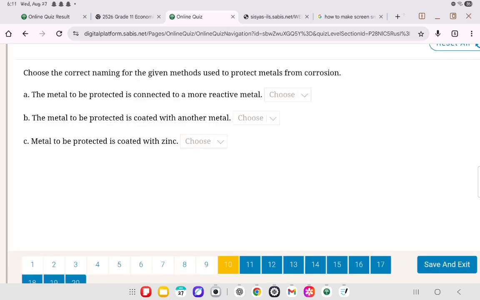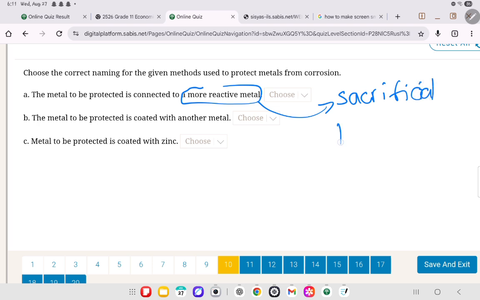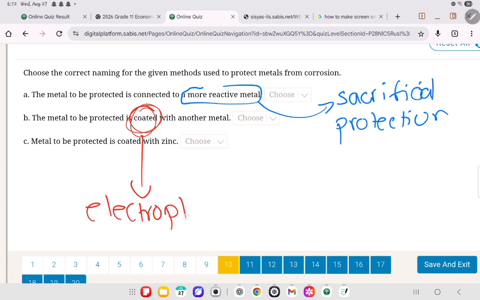Here, this is all about the key words. The metal to be protected is connected to a more reactive metal. Whenever you see a more reactive metal, you will know directly what? This is going to be sacrificial, because you're sacrificing one metal instead of the other. This is known as sacrificial protection, right? Now, the metal to be protected is coated. If it is coated, then this is called electroplating. So, if it's a more reactive metal, it's sacrificial protection because a metal is being sacrificed instead of the other one. If it's coated with another metal, this is known as electroplating.